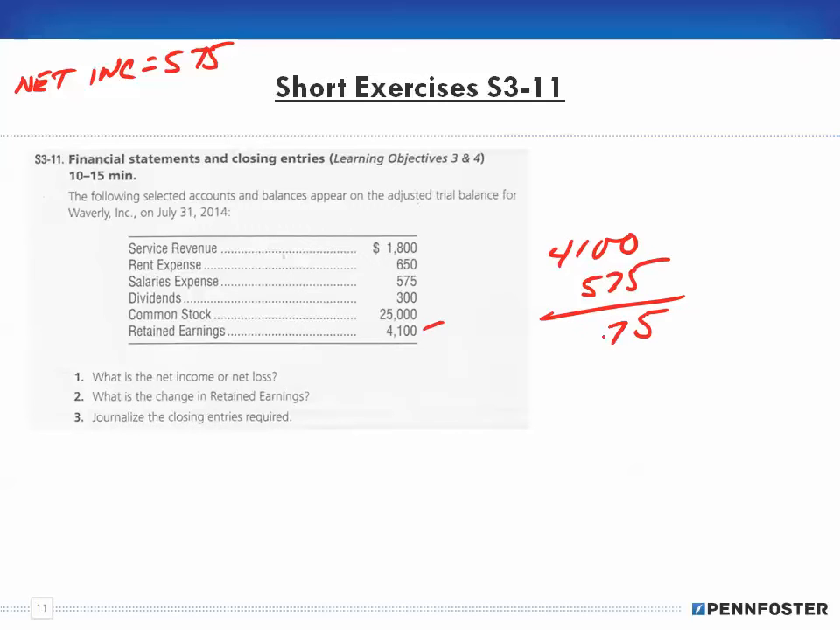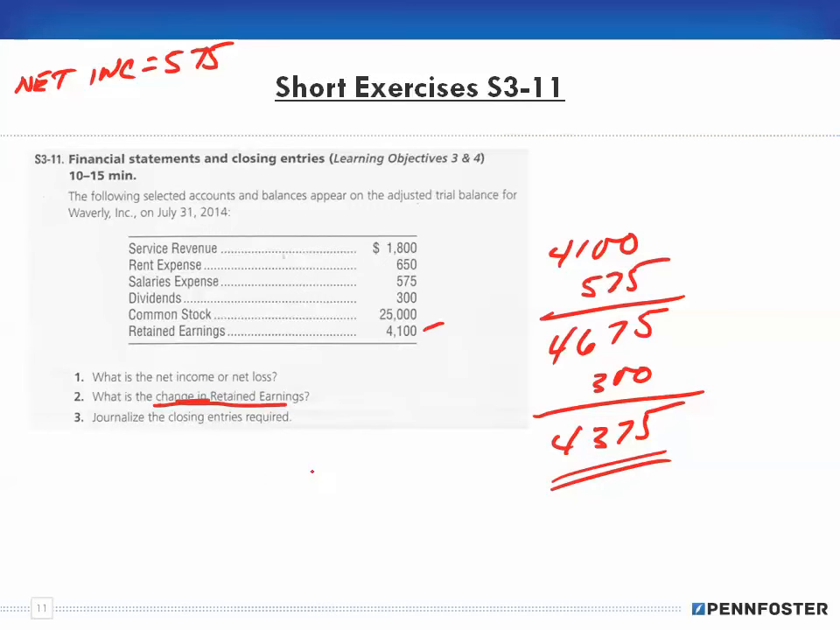That gives us a subtotal of 4,675. But then we have to take out any dividends. So we take out the 300 and we're left with 4,375 as our retained earnings, our ending retained earnings. Okay, but the question is asking, what is the change in the retained earnings? So if we had 4,375, that's our ending, and we started with 4,100, the change is 275, which is the answer to the question.